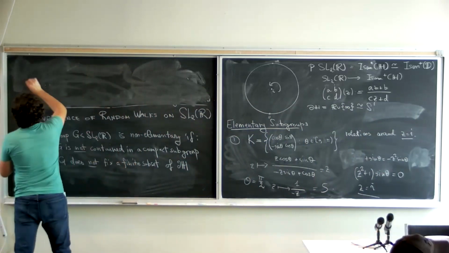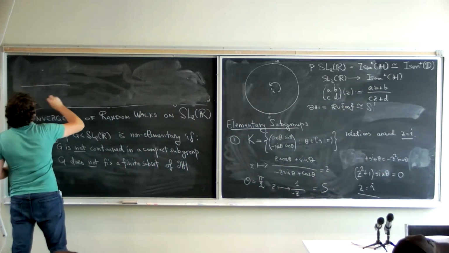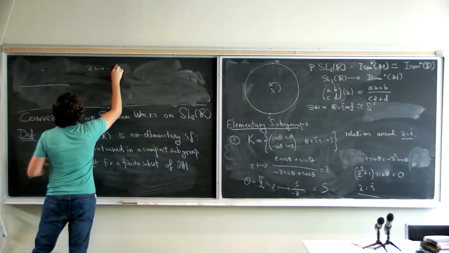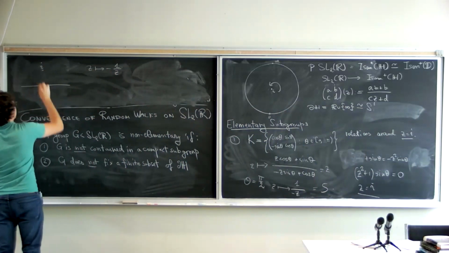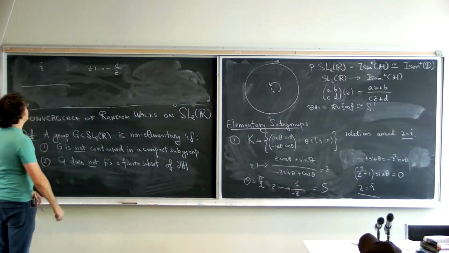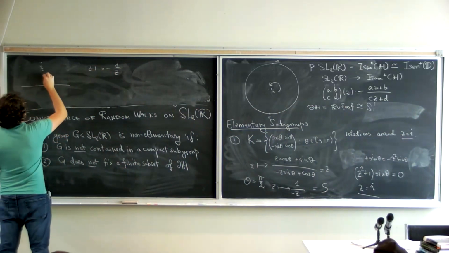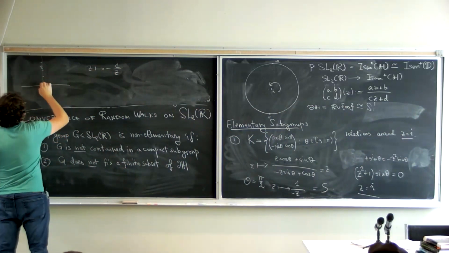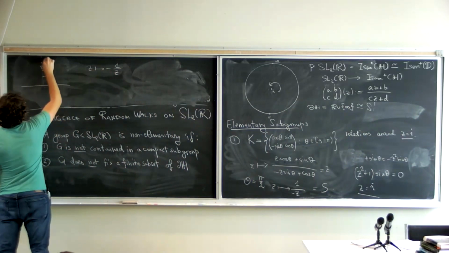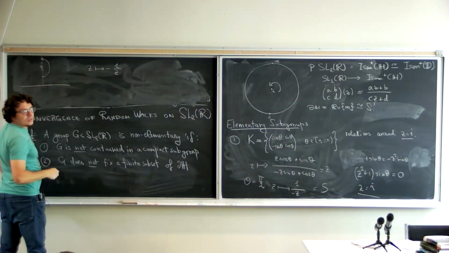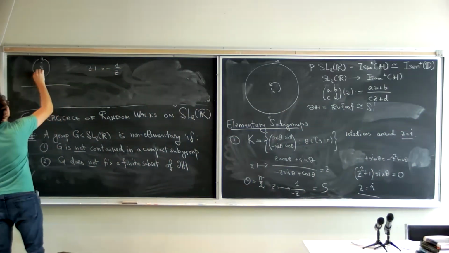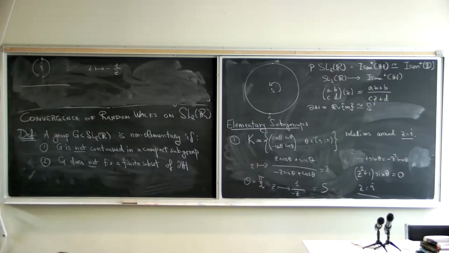In the upper half plane, if you have the map z goes to minus 1 over z, it fixes I. It fixes the imaginary axis in the sense that it sends this point there, and so forth. So that's a rotation.